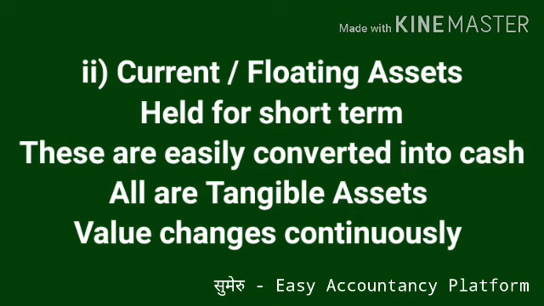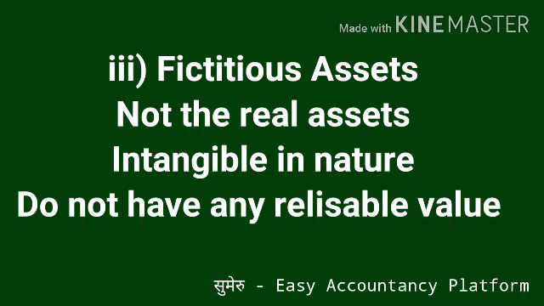So, examples: sundry debtors, bills receivable, cash in hand, cash at bank, prepaid expenses, outstanding incomes, etc. Third one is fictitious assets. These assets are not the real assets of the business. These assets are intangible assets but do not have any realizable value.